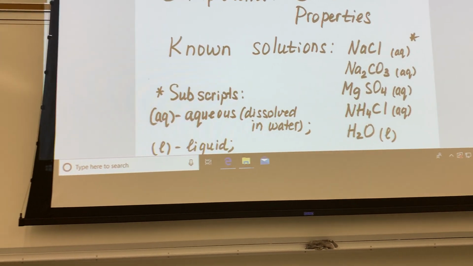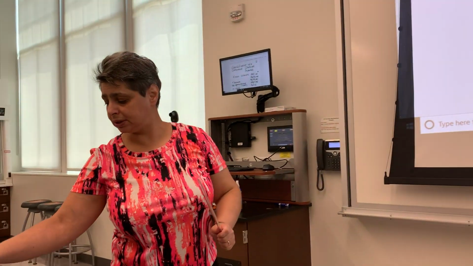The test reagents you're going to be employing in this experiment are listed on page 68 of your lab manual, so hopefully you have your lab manual handy as you're watching this video. And the test reagents are listed right under the knowns, and they include silver nitrate, AgNO3, sodium hydroxide, NaOH, and hydrochloric acid, HCl. All of the test reagents are also going to be aqueous solutions.